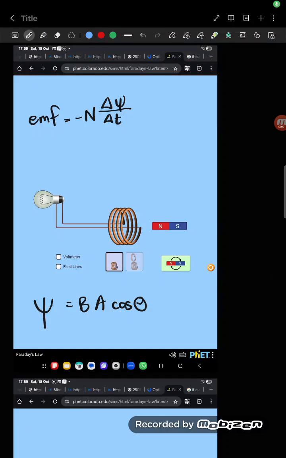Magnetic flux. So the induced EMF is the number of turns of the solenoid, the number of turns of that copper wire, times the change in magnetic flux, which is measured in Tesla times meter squared, divided by the change in time. And the magnetic flux is B, which is the strength of the magnetic field, in Tesla.